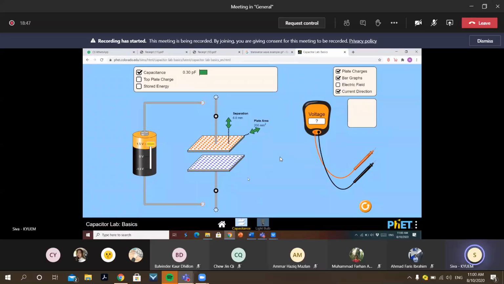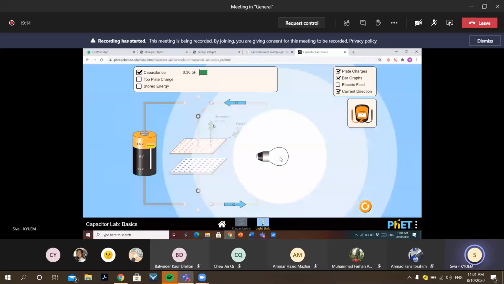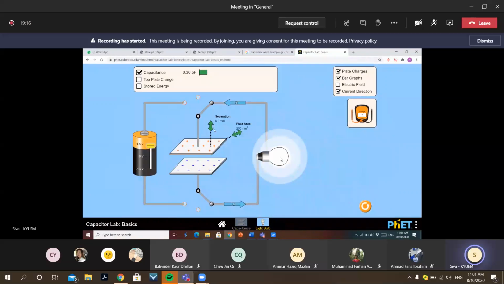Okay, take out a bulb. Now I have a bulb here. I charge it first, then I connect to the bulb. It will light up until all the charges are gone. I repeat again. Let's light it up. Charge it first, bring it here, and then I touch the bulb. The intensity of the bulb reduces.